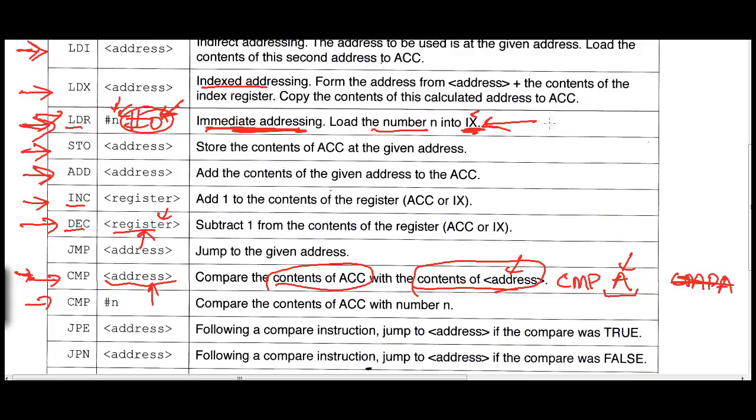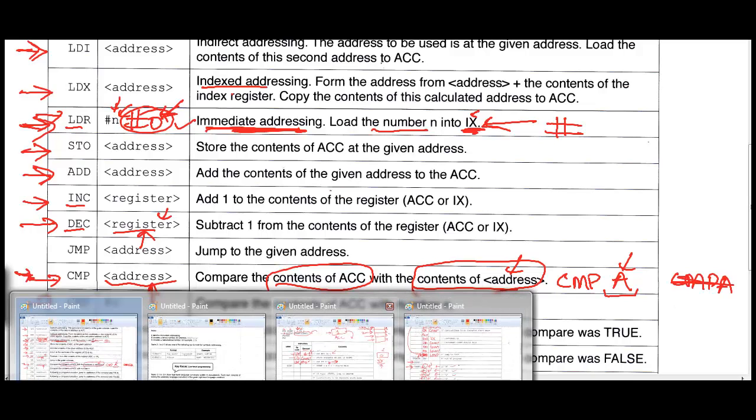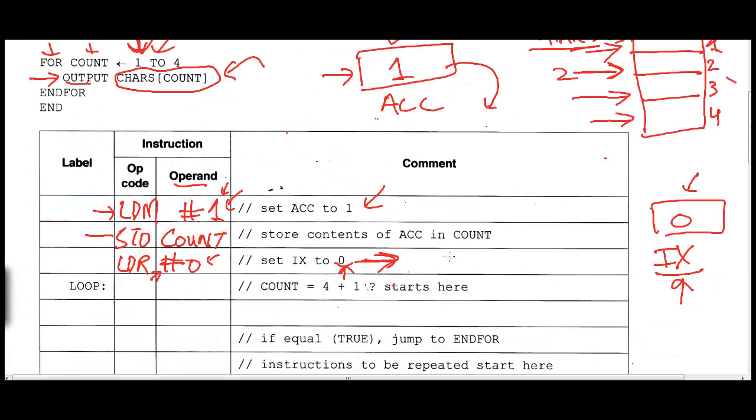How do we know it's a value? Because the hash sign has been given as part of the instruction. So what we've done here is that we have set the index register to 0, right? And now we are going to enter our loop.